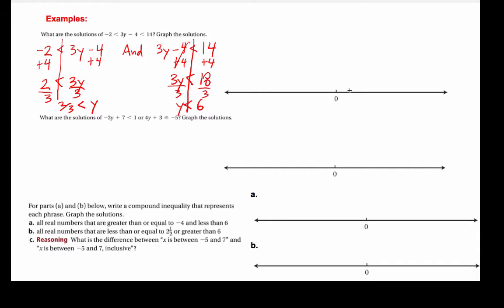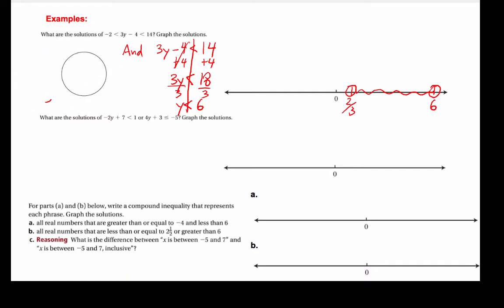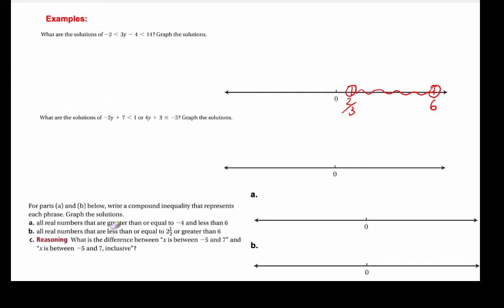So on the graph, if I put 2/3 here and I'll put 6 out here, I'm not worried about the scale of this, just a visual representation of what's going on. Open circle or open dot on 2/3, open dot on 6. Everything in between is the solution to this compound inequality. So this is one way. Let me just show you the other way you can work with these and compound inequalities.